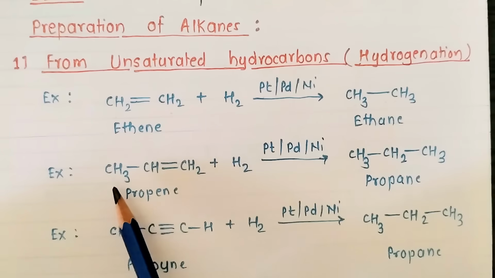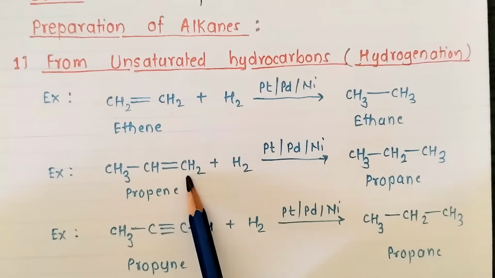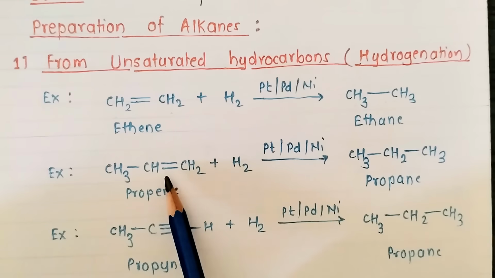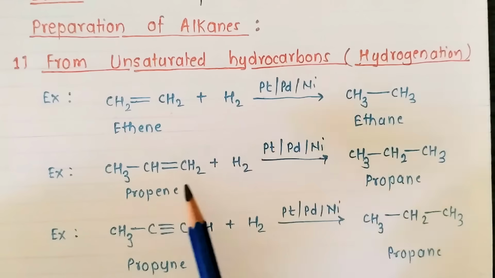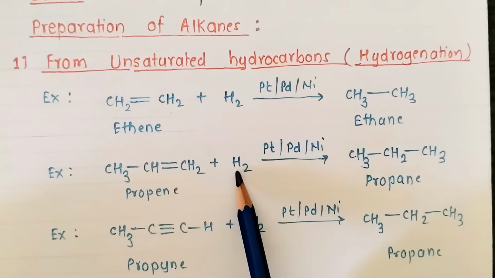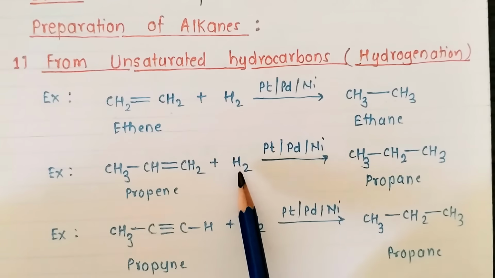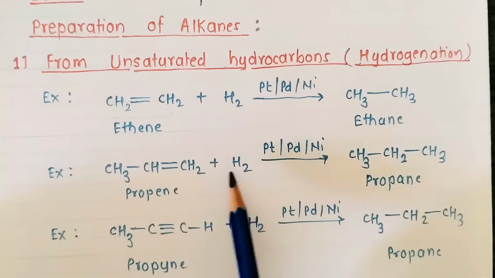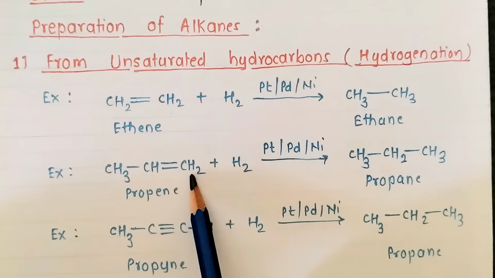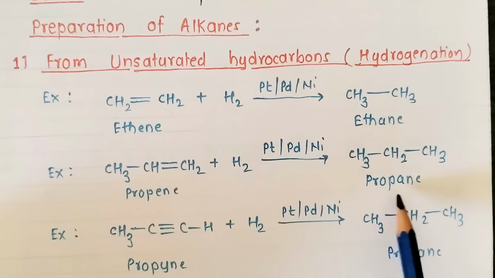Similarly, we take another example. In this example, propene, CH3 CH double bond CH2. This is also an alkene, and this alkene propene reacts with dihydrogen gas in the presence of platinum, palladium or nickel catalyst. Here this is an H2 molecule. One hydrogen atom attaches to this carbon atom, another hydrogen atom attaches to this carbon atom, and it is converted into propane.